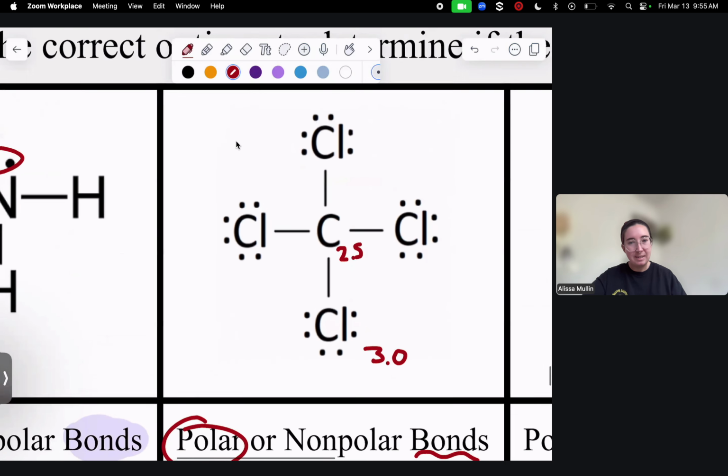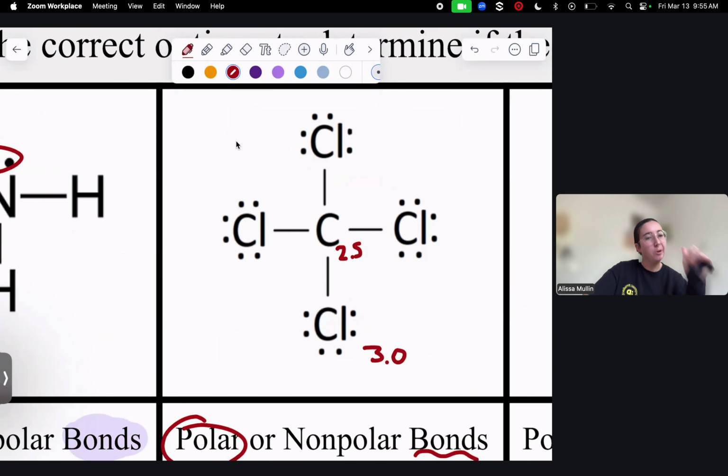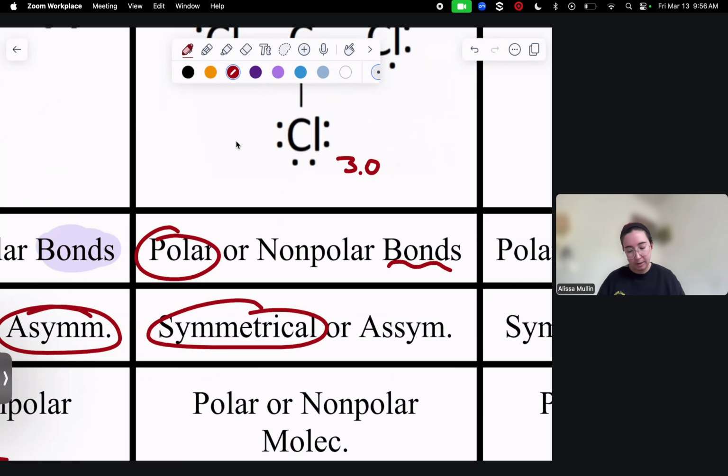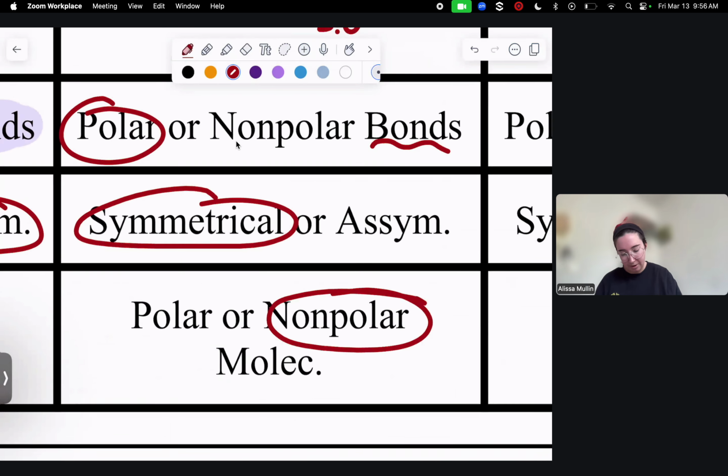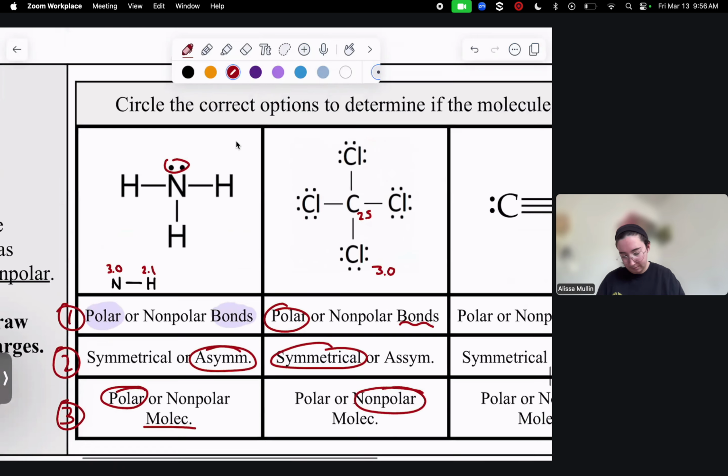This one is symmetrical. There's no dots on my middle atom, and all of my sides are the same. It's perfectly symmetrical. I could rotate this, I could flip it, I could look at every direction, and it's still symmetrical. And that means even though it had polar bonds, if it's symmetrical, that is a non-polar molecule.